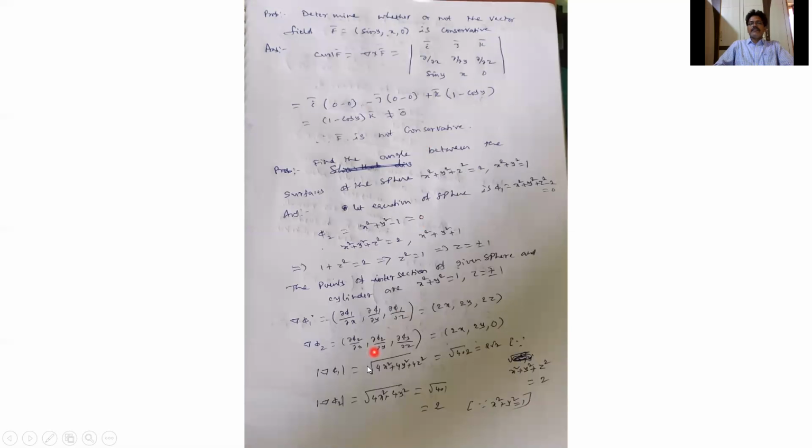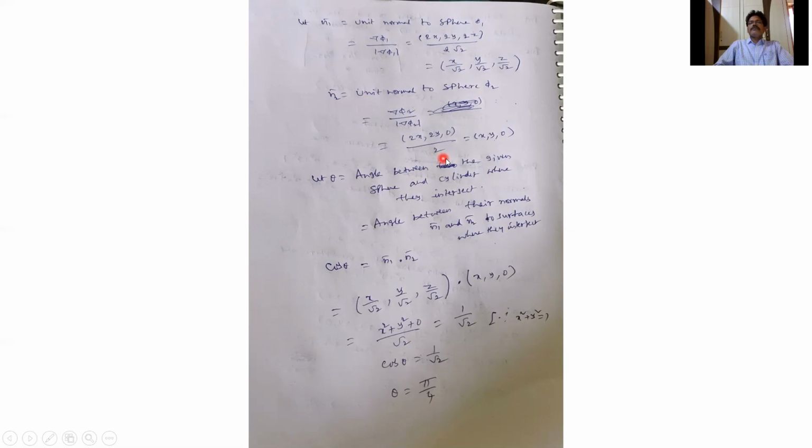Del phi 2 is (2x, 2y, 0). Mod del phi 2 is 2. So we'll get (2x, 2y, 0) by 2. The 2 will be cancelled. We'll get (x, y, 0).